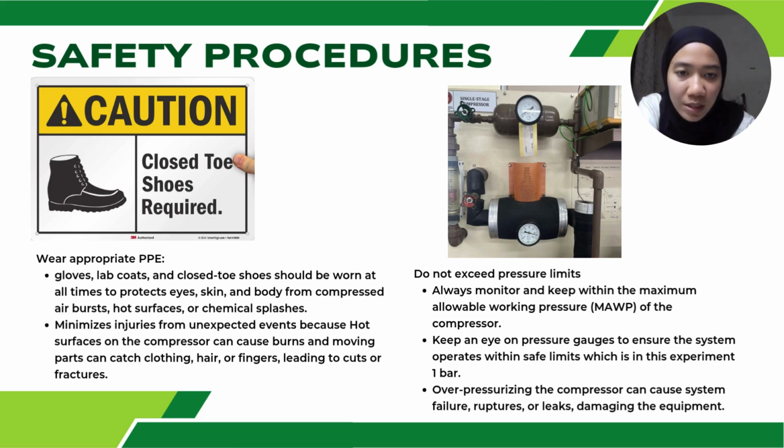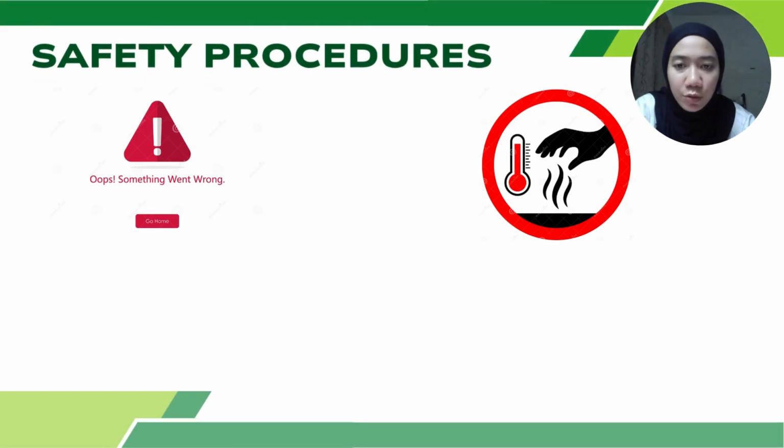And then we should not exceed pressure limits. We need to always monitor and keep within the maximum allowable working pressure (MAWP) of the compressor. Keep an eye on the pressure gauge to ensure the system operates within the safe limit, which in this experiment is 1 bar. This is because overpressurizing the compressor can cause system failure, rupture, or leaks, damaging the equipment.